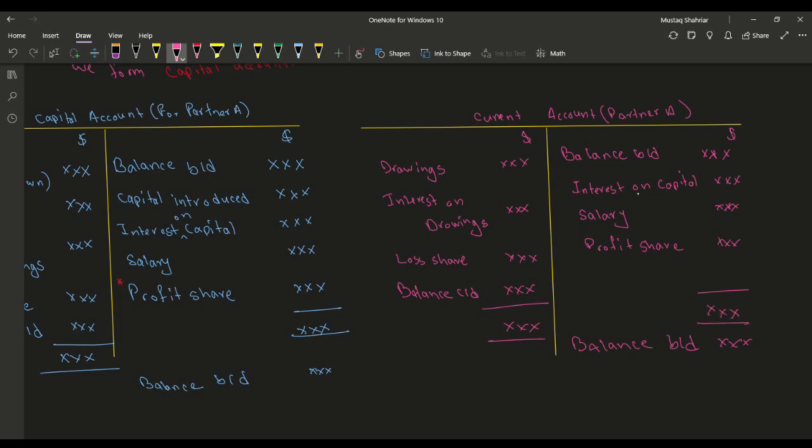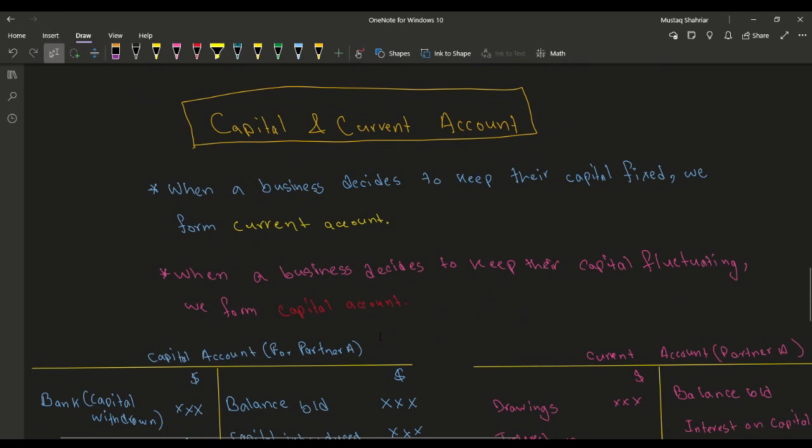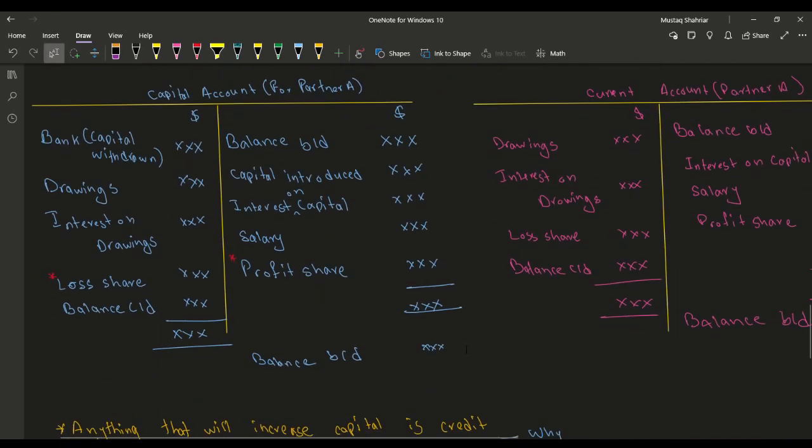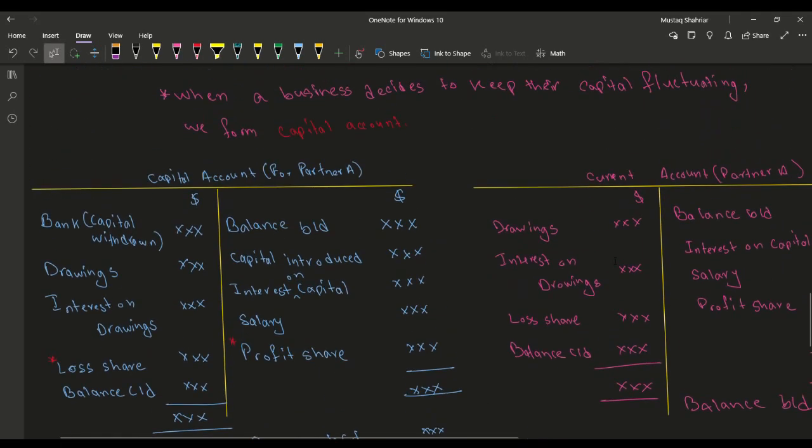So you've noticed that there is no capital introduced or any capital withdrawn. So that is basically our capital and current account. Guys, please read these pointers because they're going to help you understand the format better. And here is our reasoning why the values that increase the capital are on the credit side, and why the values that decrease the capital are on the debit side.